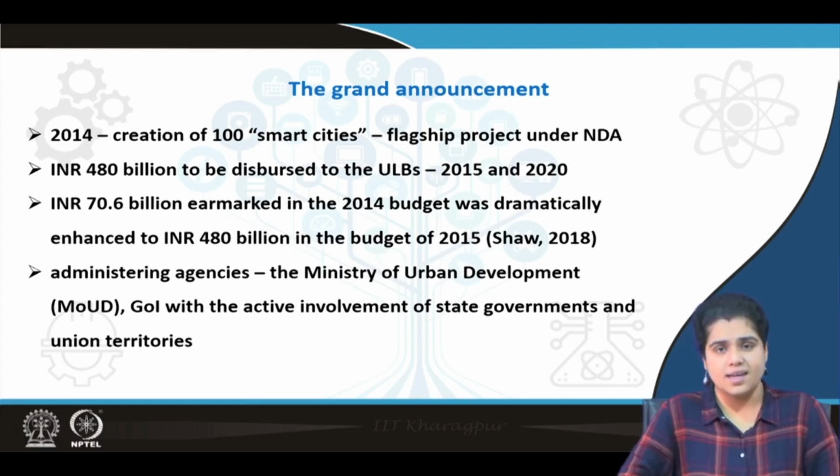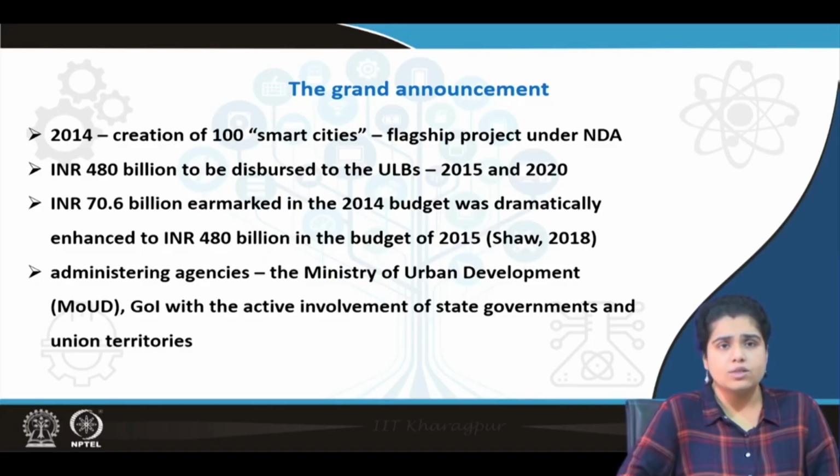So, yes, we discussed this in our last presentation when we were talking about this transition from JNNURM to the smart city mission in the Indian context. So, there was a political change or a change in the regime from UPA to the NDA government, and when NDA came to power in 2013, immediately in 2014 they proclaimed this fresh announcement of the creation of 100 smart cities for the Indian subcontinent, and this became a flagship project under the NDA, and immediately the 7.6 billion which was earmarked in the 2014 budget was dramatically enhanced and increased to INR 480 billion in the budget of 2015.